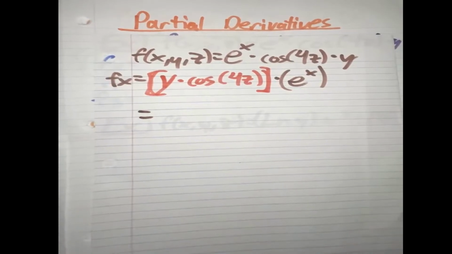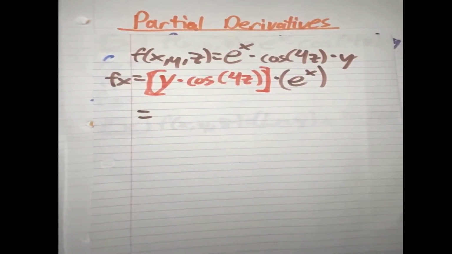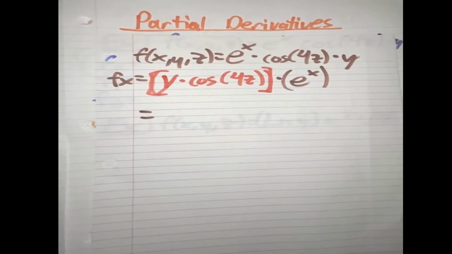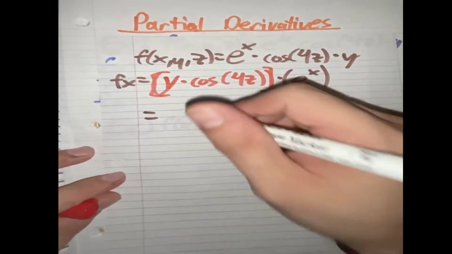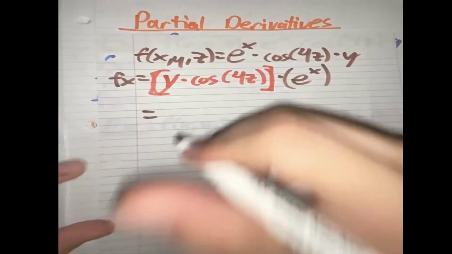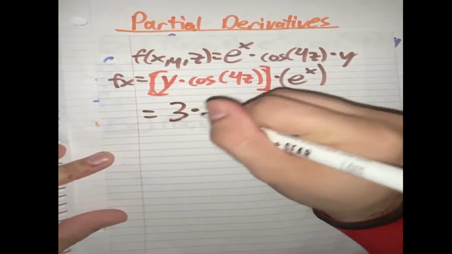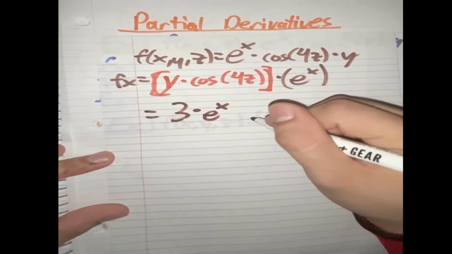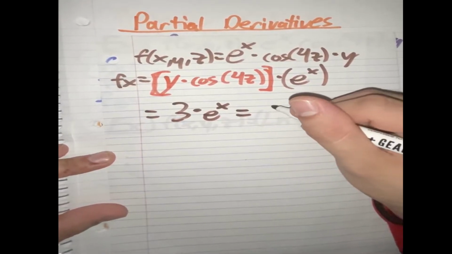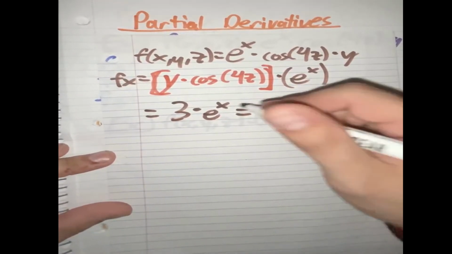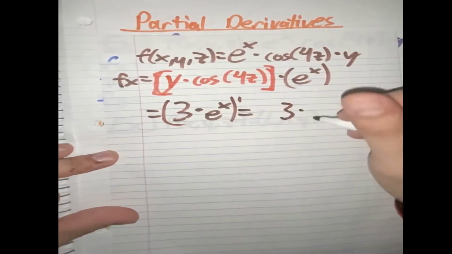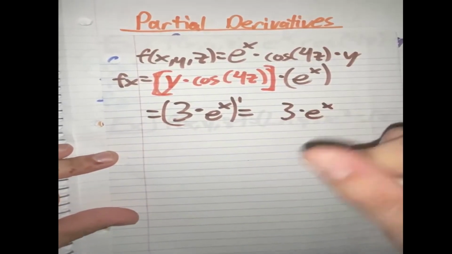So when taking the partial derivative, what's the derivative of a constant being multiplied by something? So we're going to pretend this is a constant of 3. We're just making this easier for ourselves. So 3 times e to the x. What's the derivative of 3 times e to the x? It's simply 3. And the derivative of e to the x is e to the x. So the constant times e to the x.